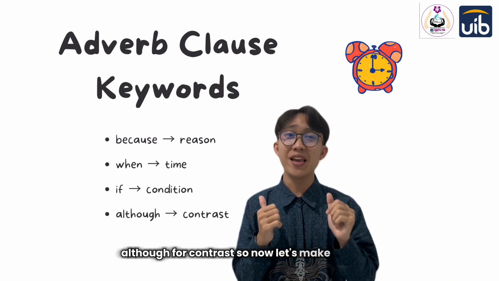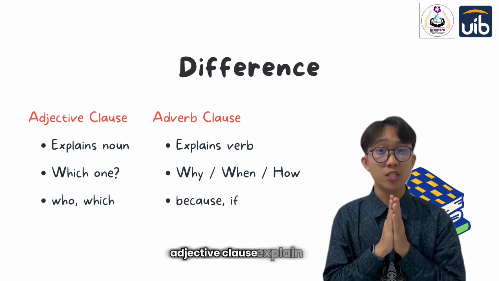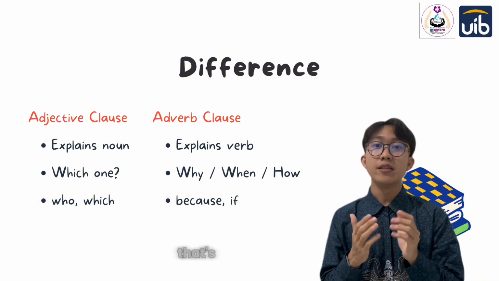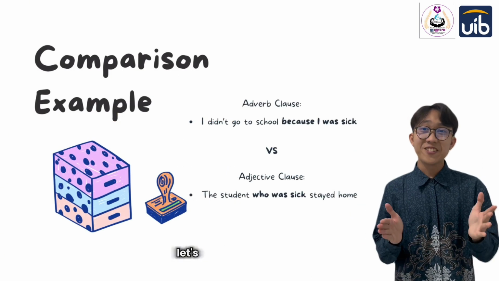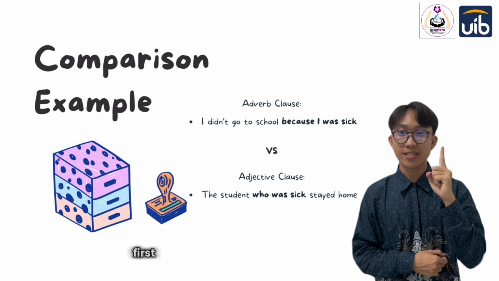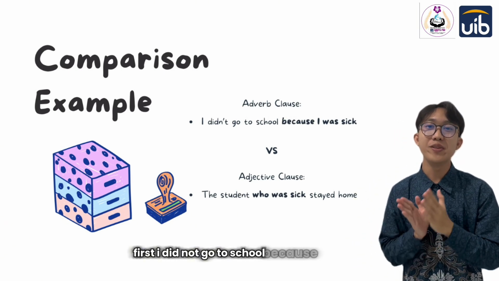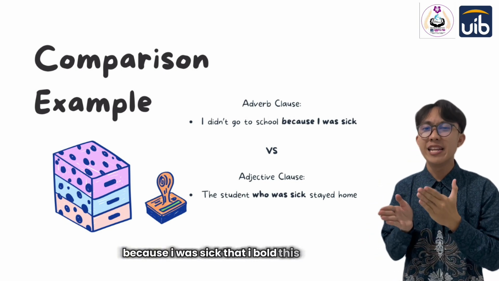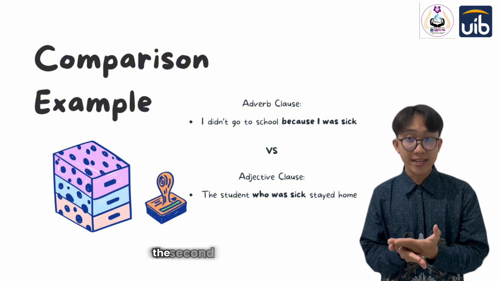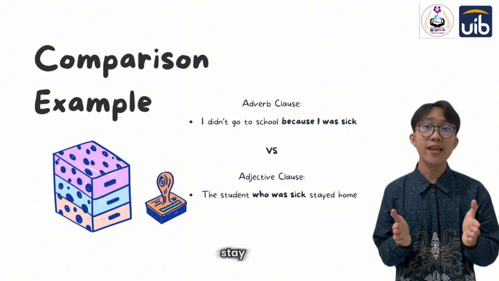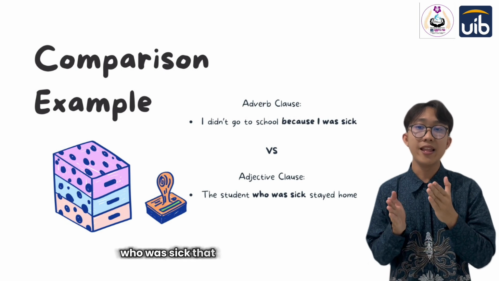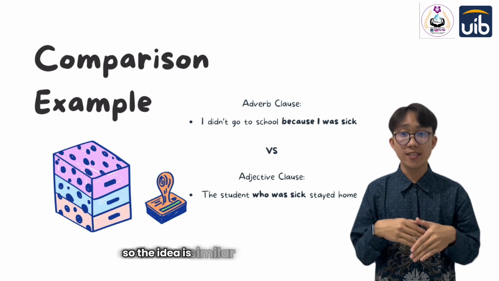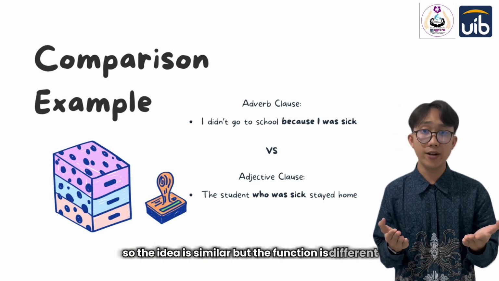So now let's make it simple. Adjective clause explains a noun. Adverb clause explains an action. That's the main difference. Let's compare two sentences. First, I did not go to school because I was sick. Because I was sick explains why. The second, the student who was sick stayed home. Who was sick explains which student. So the idea is similar but the function is different.